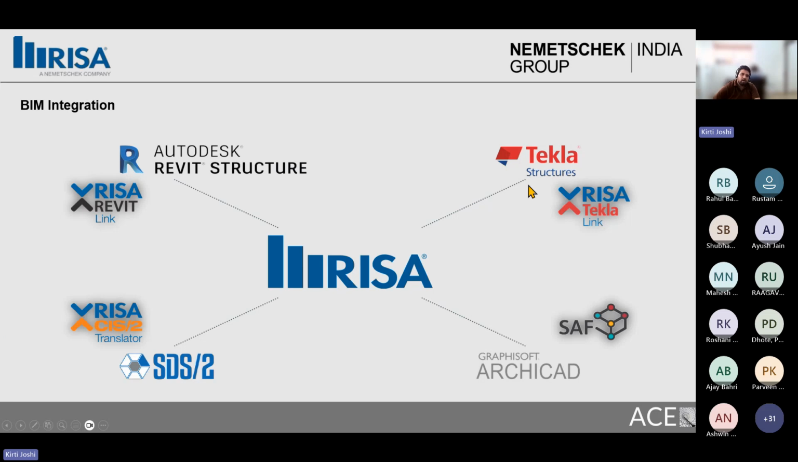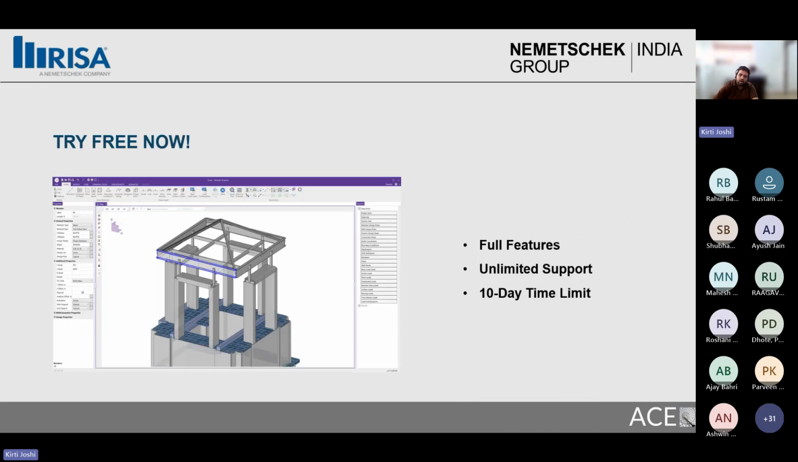So here is some of the BIM integration within RISA-3D. If you have the models in Revit, you can link it with RISA-3D. And if you want to import the model from Tekla, you can use the RISA Tekla link to use the interoperability features. These links come within the RISA software to exchange data from one software to another. And RISA comes with a trial of 10 days limit, with full features and unlimited support.